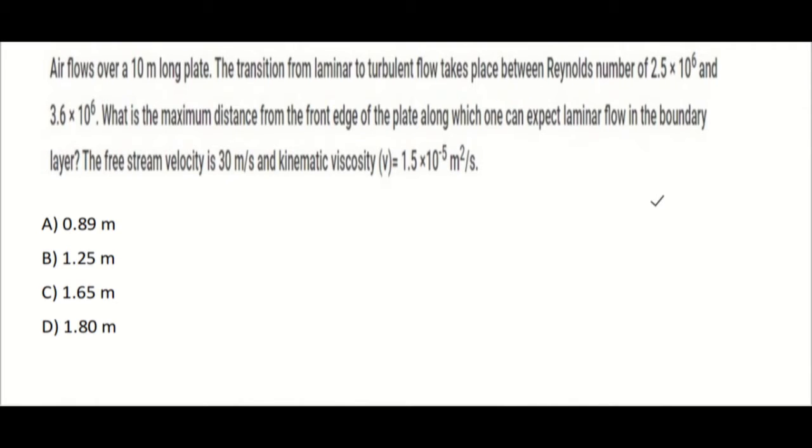Next, air flows over a 10-meter long plate. The transition from laminar to turbulent flow takes place between Reynolds numbers of 2.5 × 10^6 and 3.6 × 10^6. What is the maximum distance from the front edge of the plate along which one can expect laminar flow in the boundary layer? The free stream velocity is 30 meter per second and the kinematic viscosity is 1.5 × 10^-5 meter square per second.